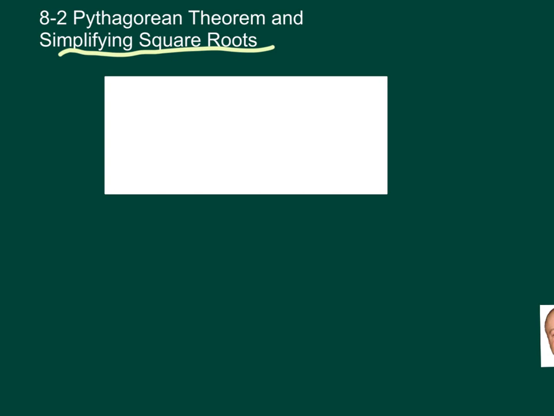So make sure you have your title. You can put the entire lesson title because I'll continue this in class the next day. So 8-2, Pythagorean theorem and simplifying square roots.